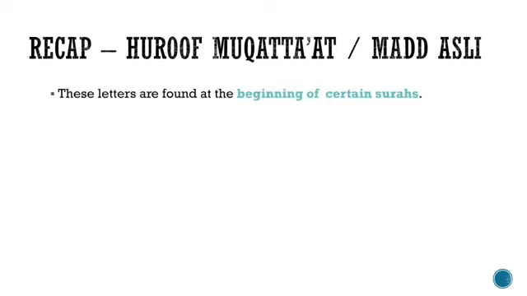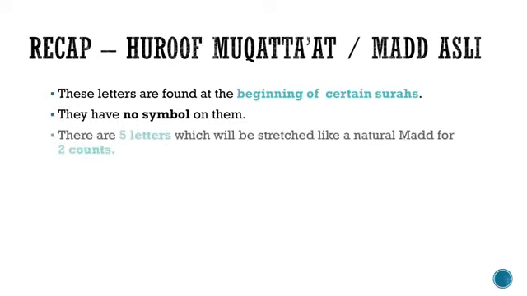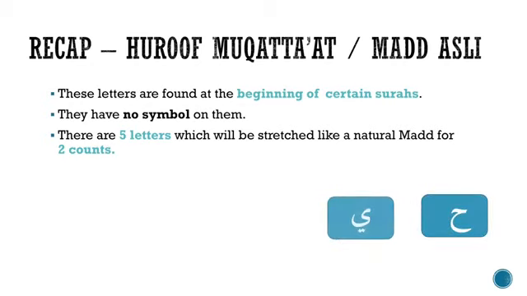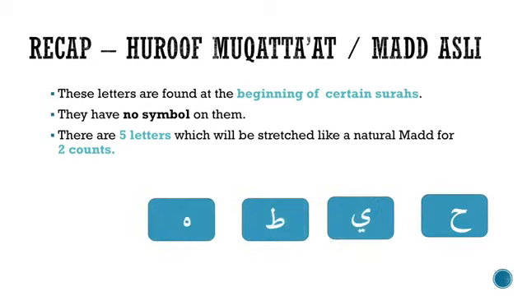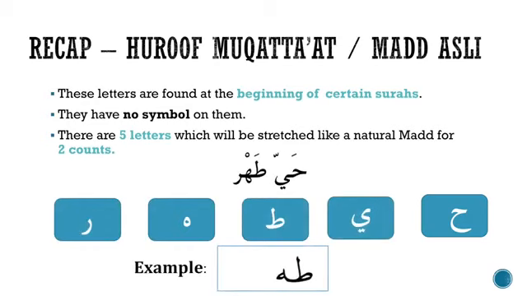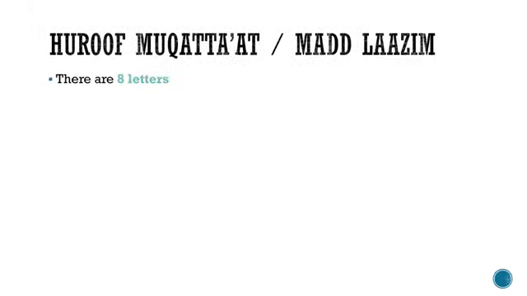If we recap of huruf muqatta'at, which was associated with mad asli, we found that these letters were at the beginning of certain surahs and they had no symbol on them. And there are 5 letters which are stretched like a natural mad for 2 counts. The letters are ha, ya, ta, ha, and ra. And the word that we remembered was hayya tahar. For example, ta, ha, we stretch it both for 2 counts.